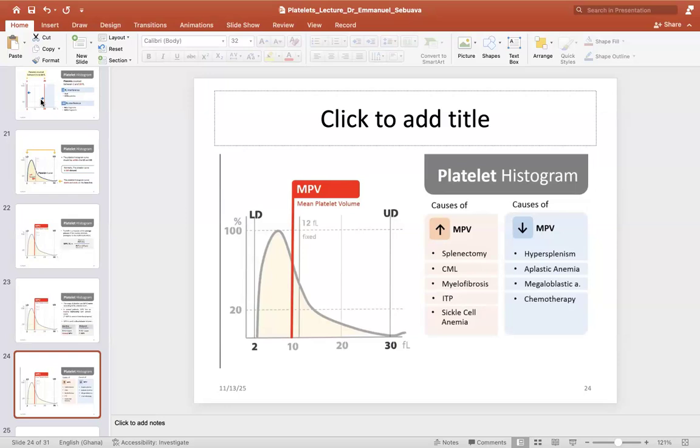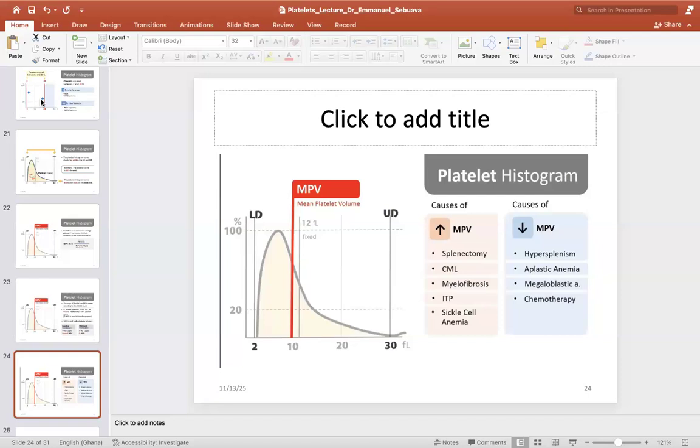Now, when you have very low MPVs, some of the things you can start thinking about is hypersplenism. So I explained earlier that one third of our platelets are stored in the spleen. Now, if the spleen is enlarged due to a disease condition, due to maybe extramedullary hemopoiesis that is happening in the spleen, you realize that the spleen will be pulling a lot of platelets, like I mentioned earlier. When that happens, how does it impact on the platelet size?